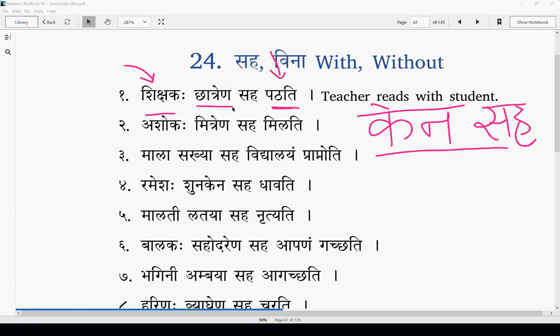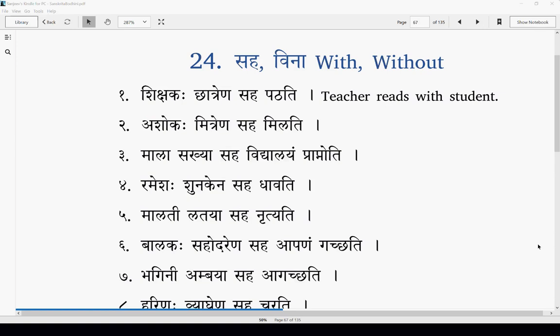Right? Chhatra is also reading. So, both are reading. But Shikshaka, teacher, is reading with the student. Student is also with him when he is performing the action. So, in that case, we are using Saha, along with the student.